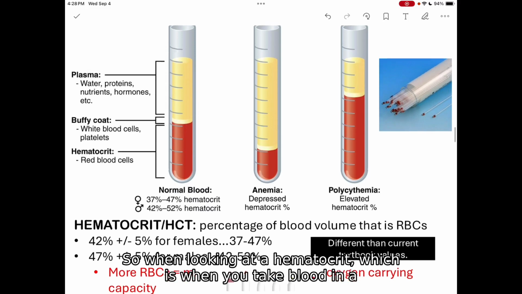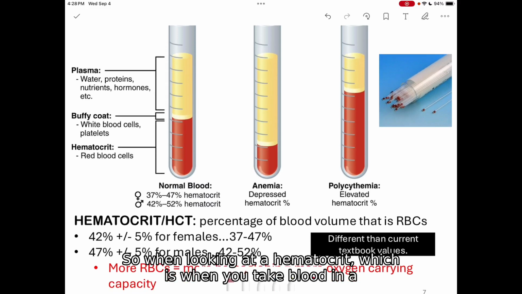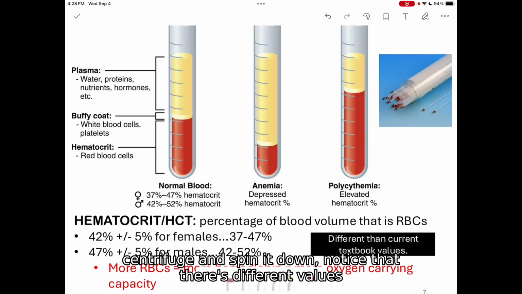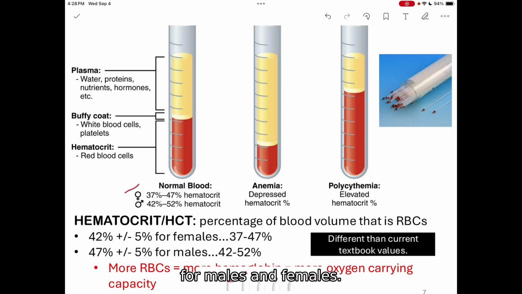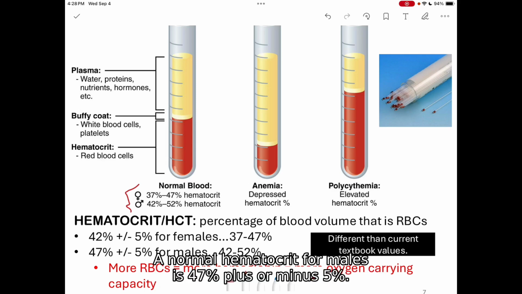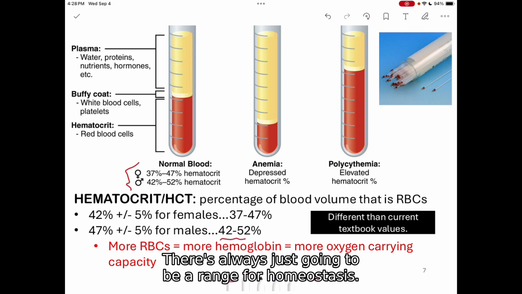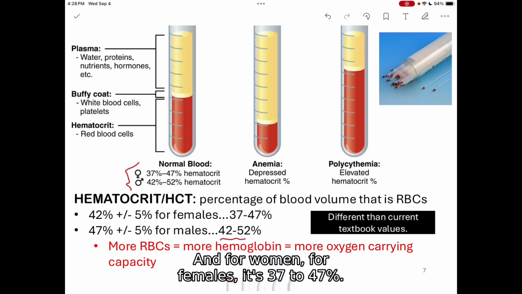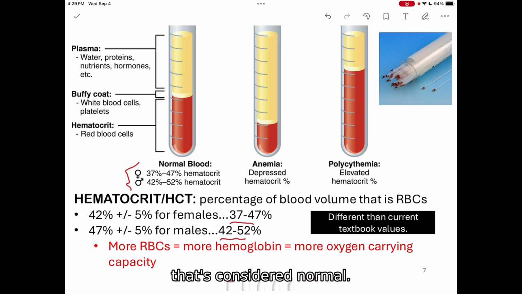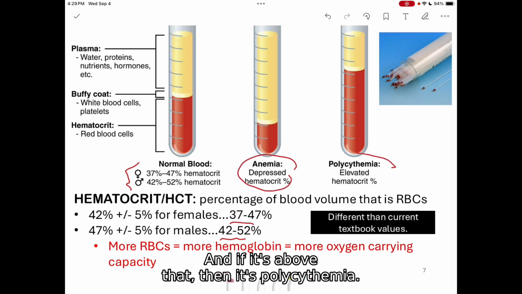So when looking at a hematocrit, which is when you take blood in a centrifuge and spin it down, notice that there are different values for males and females. And notice that it is higher for males. A normal hematocrit for males is 47% plus or minus 5%. There's always just going to be a range for homeostasis. And for females, it's 37 to 47%. So as long as blood is within that range, that's considered normal. If it's below that, we said that's anemia. And if it's above that, then it's polycythemia.